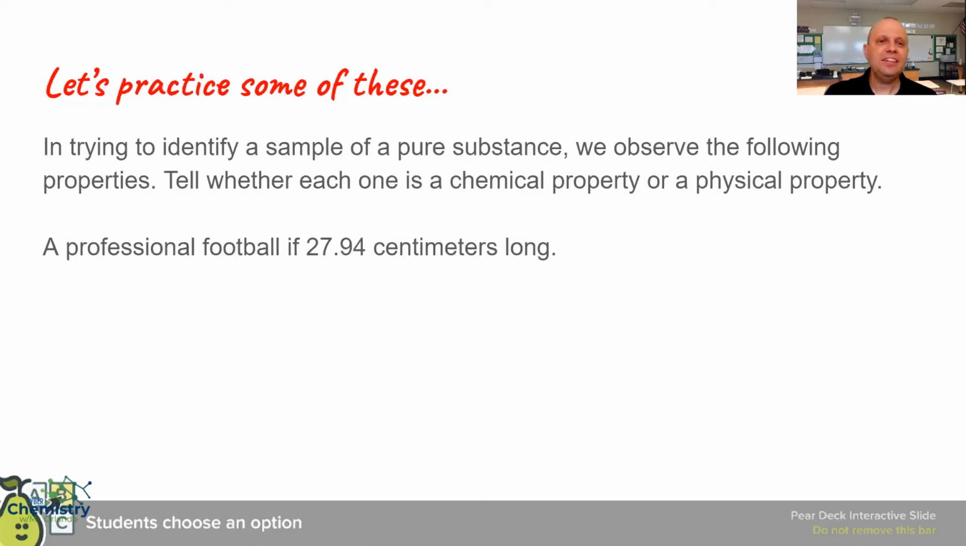Next one. Says a professional football is 27.94 centimeters long, and I hope it is, because that's what I Googled before I typed that in. So hopefully a professional football is about that long. I believe that was about 11 inches, and then I converted it from English system to metric. So we're going to all learn how to do that later. But a professional football is 27.94 centimeters long. Is that a physical property or a chemical property? So if you said physical property, you are correct.